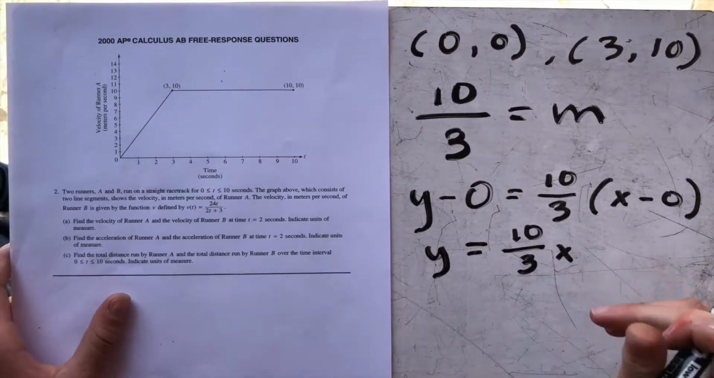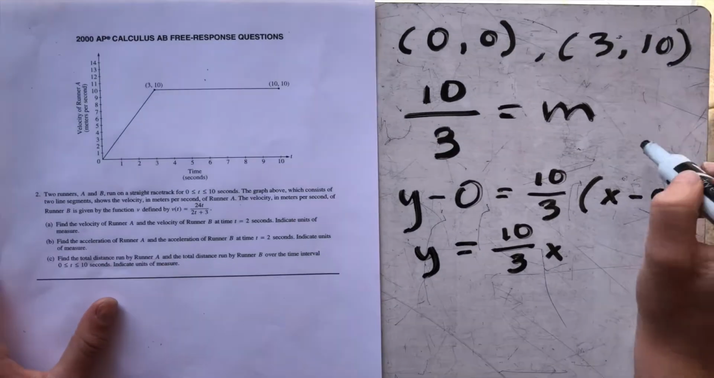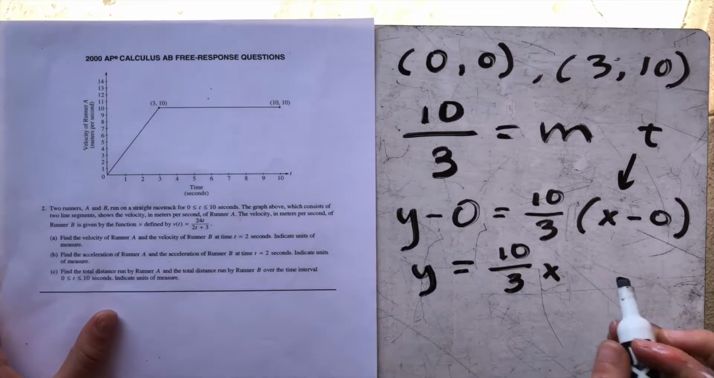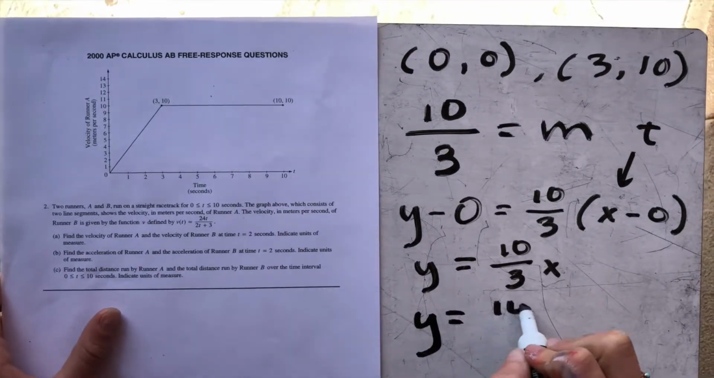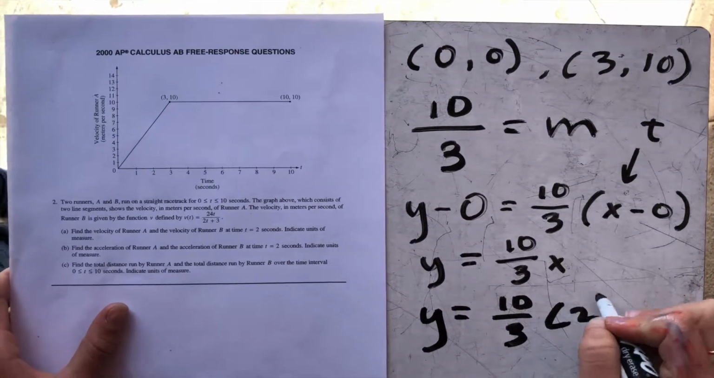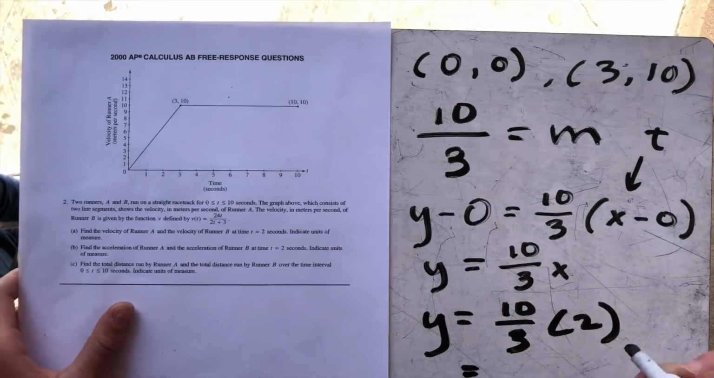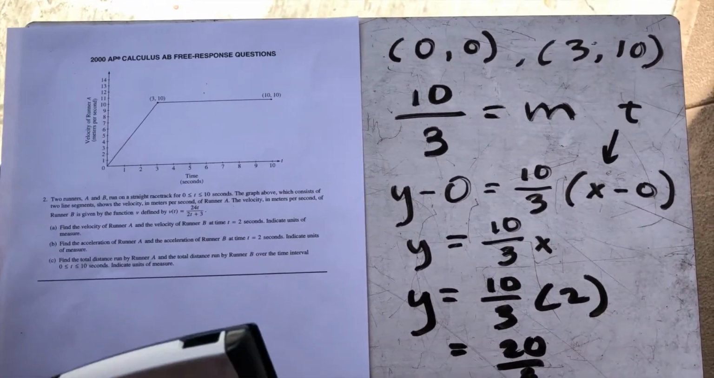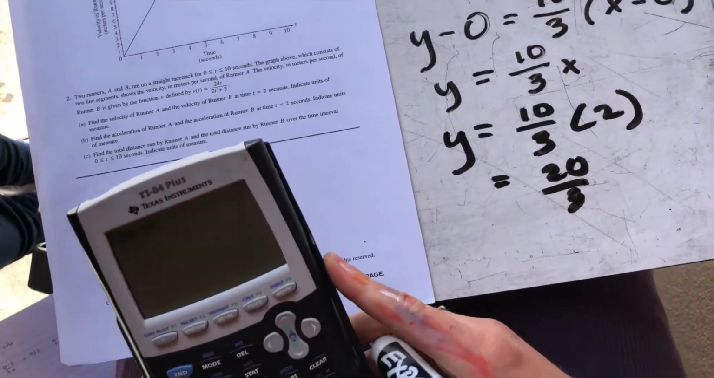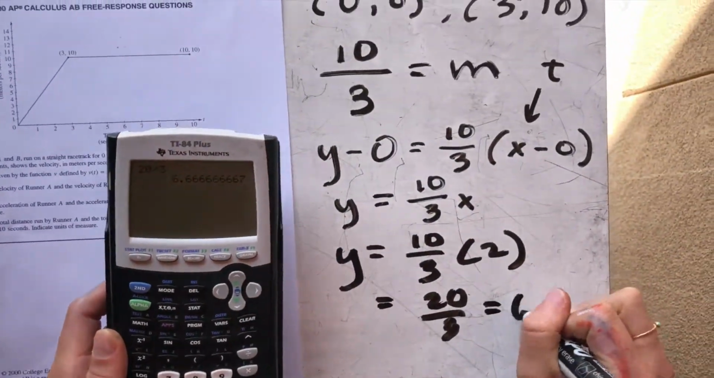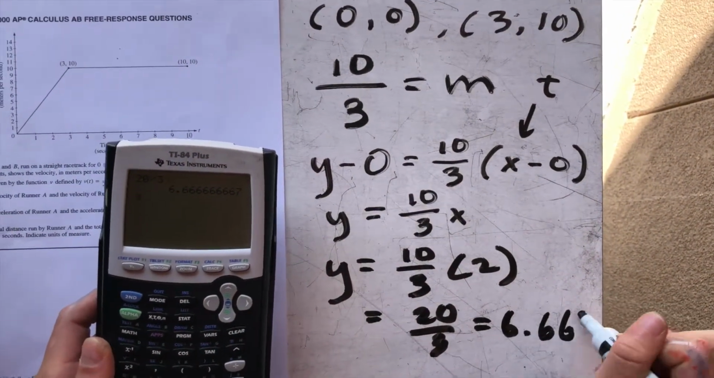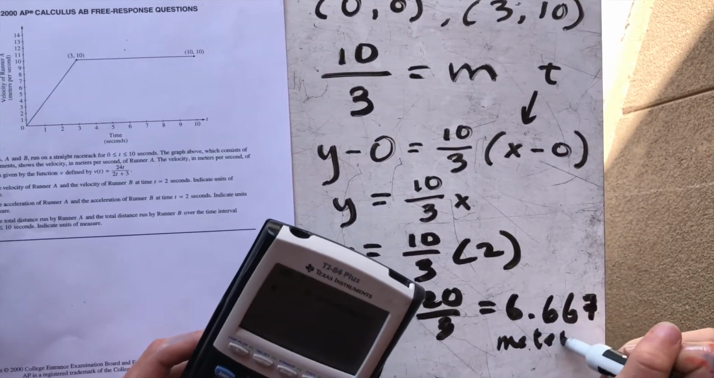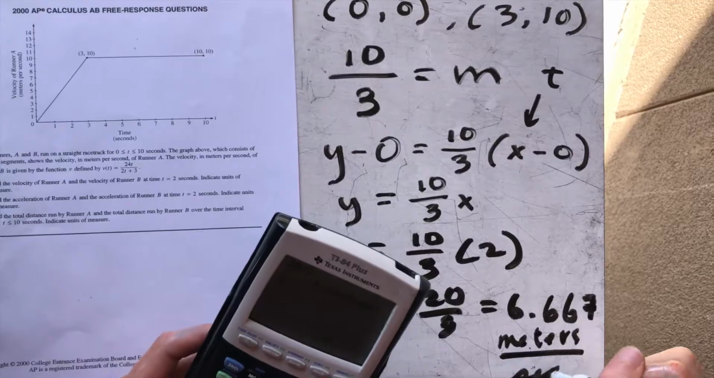In this problem, x is equivalent to t, and we're trying to solve for t equals 2. So y equals 10 over 3 times 2, which equals 20 over 3. Calculating 20 divided by 3, that is 6.667 meters per second.